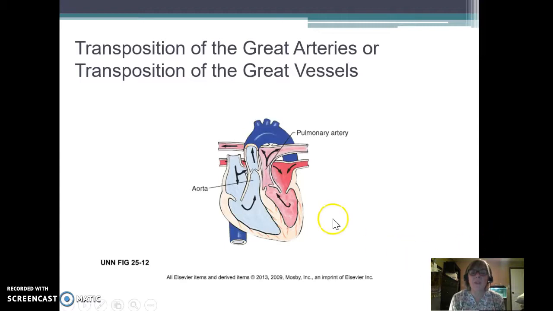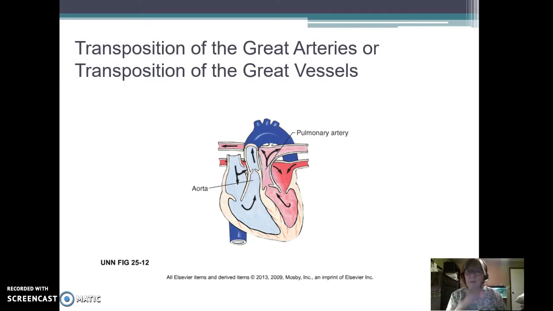So transposition of the great arteries, this means the aorta comes out of the right side of the heart and the pulmonary artery comes out the left side of the heart. So blood comes from the body to the right side of the heart, to the aorta, to the body, to the right side of the heart. Not right. Then the left side of the heart goes to the pulmonary artery to the lungs, back to the left side of the heart, to the pulmonary artery to the lungs. So we've got two separate circulations.